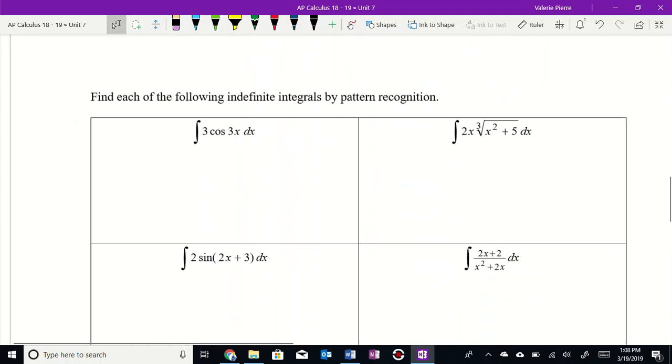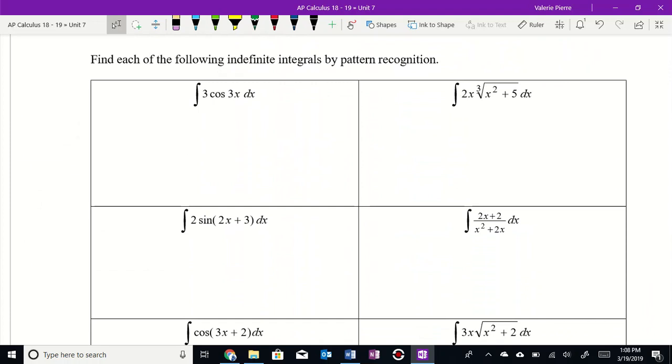All right, so for example, for problem number 1 on 211, we have the function 3 cosine 3x dx. Now, if we look at this function closely, we have an outer function cosine, an inner function 3x, and it's being multiplied by 3. If we look at our inner function 3x, the derivative of that is 3. So because 3 is the derivative of 3x, this gives us the license to integrate.